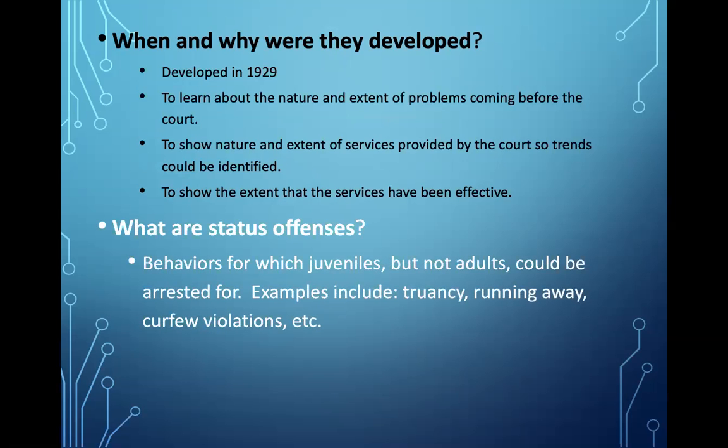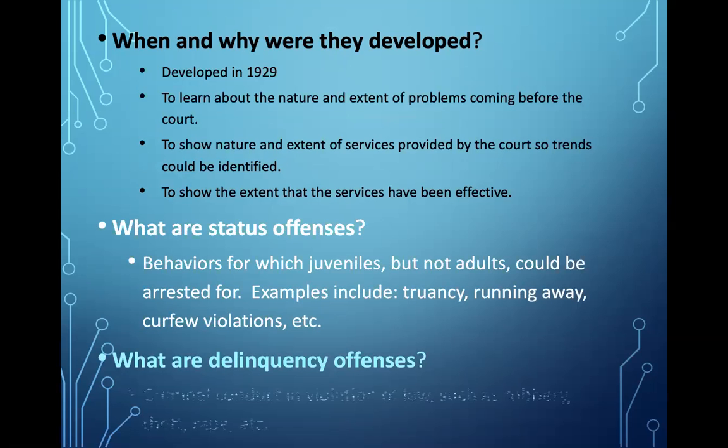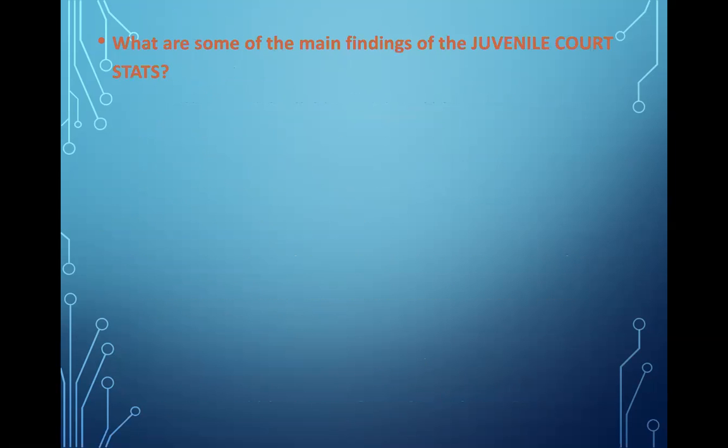And as you guys know, status offenses are things that juveniles can only do until you become an adult. You can't run away. You can't not go to school. So they're only things that juveniles can do. And then we have delinquency offenses, same kind of things. So what are some of the main findings of the juvenile courts?